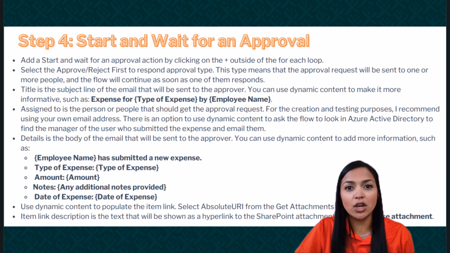Step 4, start and wait for approval. The idea is that when an employee uploads their expense, the flow is going to assemble an email to the manager with the information about the expense so that all information is easily and quickly reviewed all in one location for the manager. So that's what we're going to be doing next in step 4.